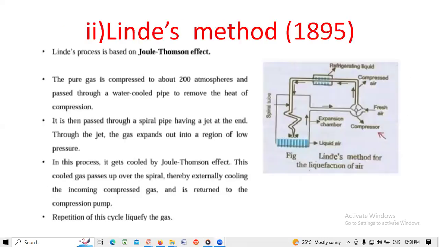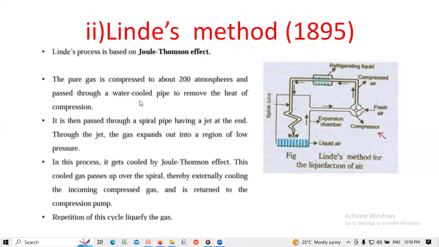Second method, Linde's method. In Linde's method, liquefaction is based on the Joule-Thomson effect. The Joule-Thomson effect is defined as follows: when a gas is allowed to expand from a high pressure region to a low pressure region or vacuum under adiabatic conditions, cooling of the gas takes place.